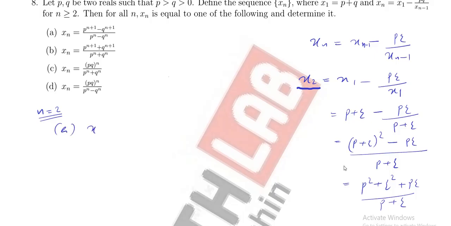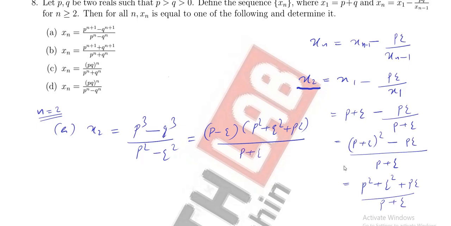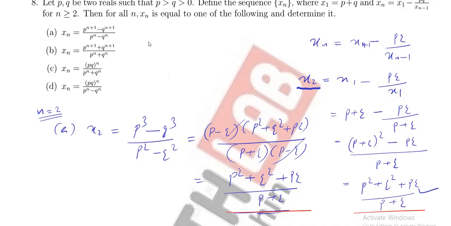So that's x2 is equal to (p cube minus q cube) by (p square minus q square). When you simplify, this is what you will get: (p minus q) times (p square plus q square plus pq) divided by (p plus q) times (p minus q), and this p minus q will be cancelled, and you will get (p square plus q square plus pq) by (p plus q). That's what we get here, right? So these two are the same. Therefore there is a chance that the first one can be the option.